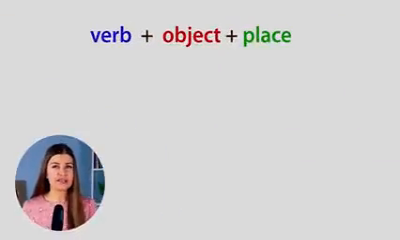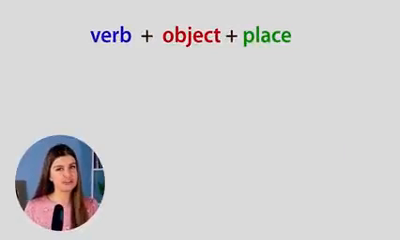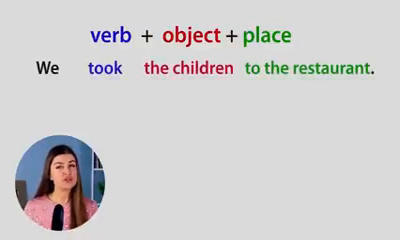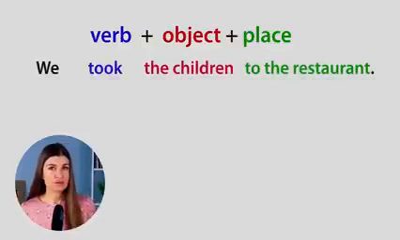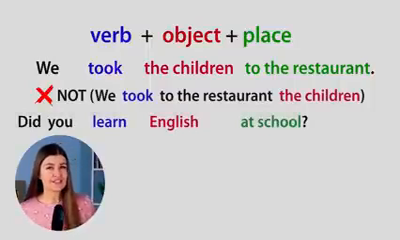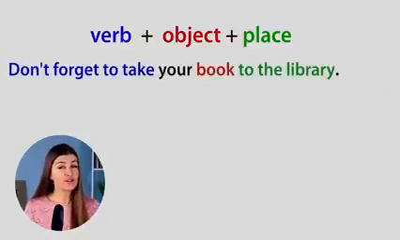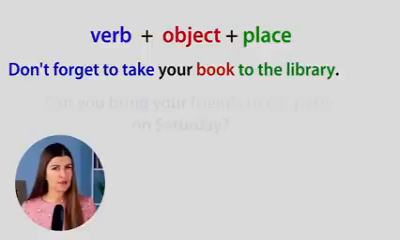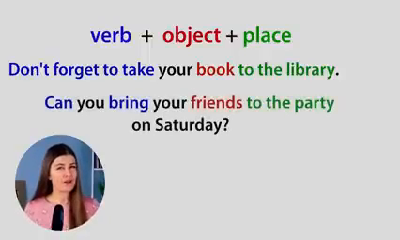If the verb has an object, the order is verb, object, place. We took the children to the restaurant, not took to the restaurant the children. This is not correct. Did you learn English at school? Don't forget to take your book to the library. Can you bring your friends to the party on Saturday?